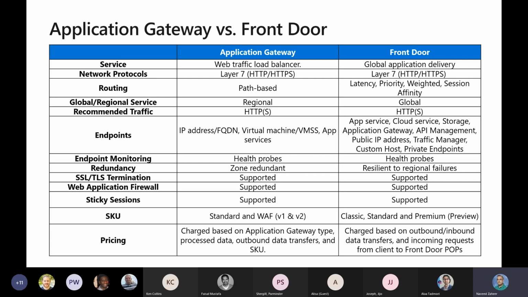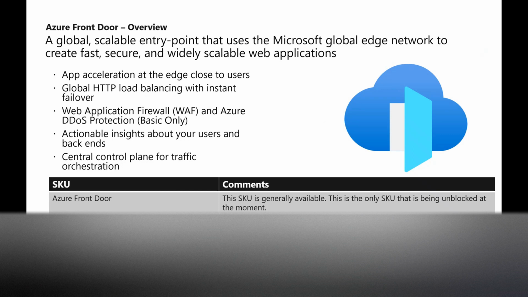There are certain scenarios where you may end up using both of these services, for the purposes of getting the best of both worlds. And let's go to that scenario.